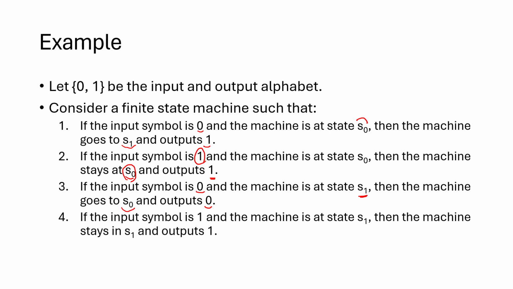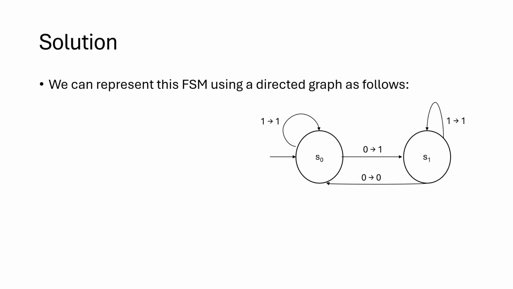Finally, the last piece of information that we need to understand the machine completely is the fourth possible case, where the machine is at state S1 and the input symbol is a 1. In this case, the machine stays at S1 and outputs a 1. So these 4 lines explain how the machine works in all possible scenarios. Now we can summarize all of this into a diagram that is a directed graph that looks like this.